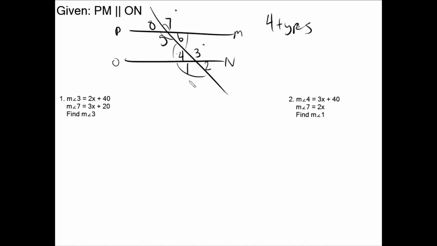So you see measure of angle 1 here, which is what we're trying to find, is an alternate exterior angle to 7, because 1 is on the left side of the transversal and 7 is on the right side of the transversal. So those are congruent. So measure of angle 1 equals 2x.